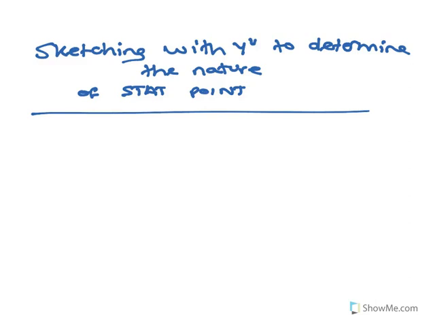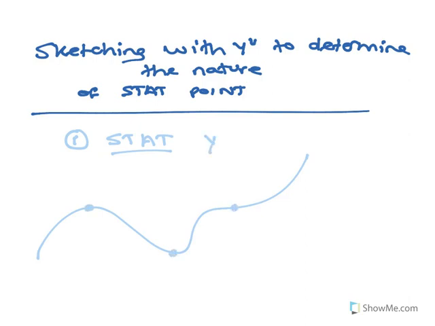Okay, I'm just going to run through the steps for determining the nature of the stationary point when using y double dash. So step one, when we're doing this method, is first of all we have to find out what the stat point is. So the stat points, if you look at, say, this curve here, will occur when the first derivative equals 0.